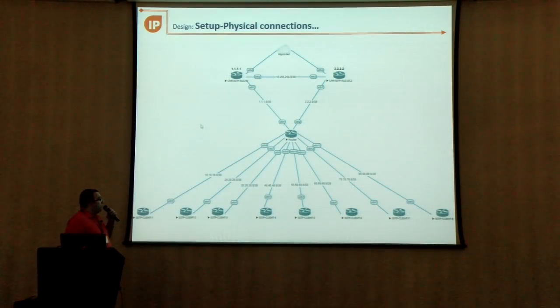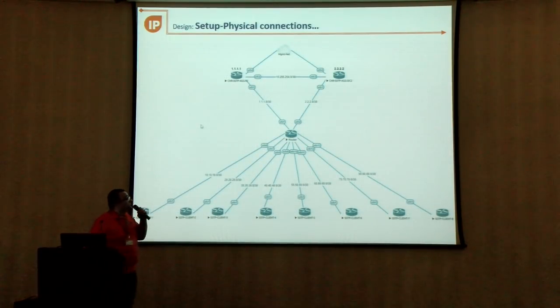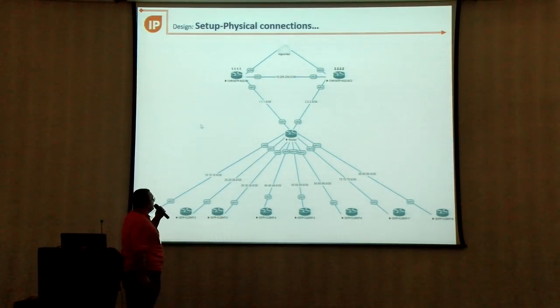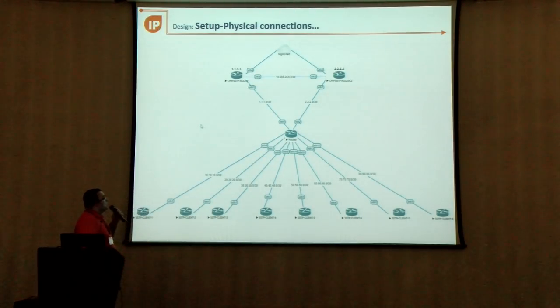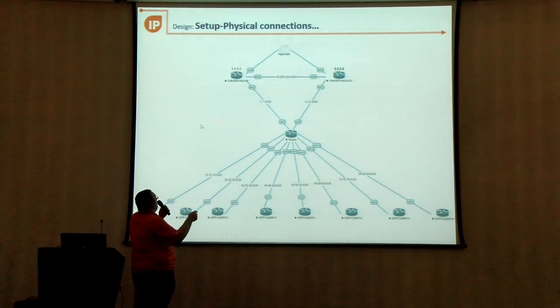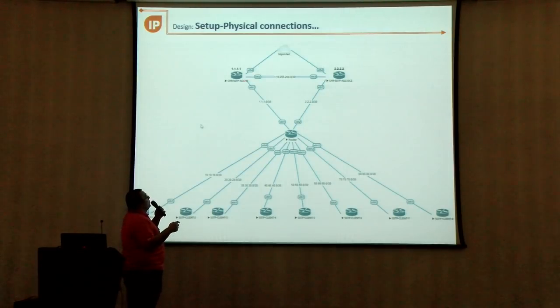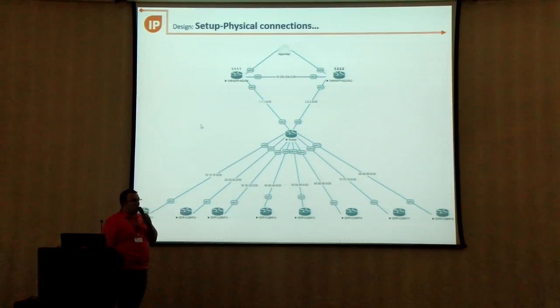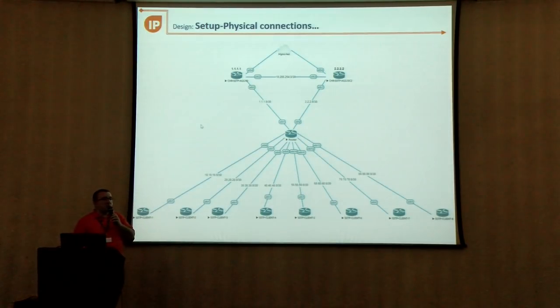So, this is how it looks. These are the physical connections and the actual topology of the sample network made for this presentation. We have CHR aggregation 1 and CHR aggregation 2. We have a connection between them for internal BGP peering.